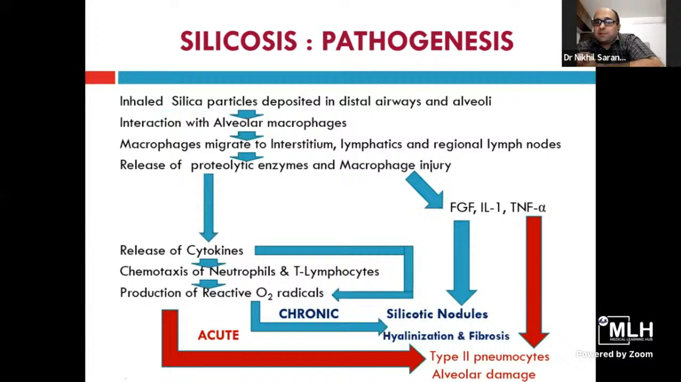How does silicosis develop? Once silica particles are inhaled, they are deposited in the distal airways and alveoli. They interact with alveolar macrophages. The macrophages migrate to the interstitium, lymphatics, and regional lymph nodes, where they start releasing proteolytic enzymes and cause injury to the underlying lung tissue through fibroblast growth factor, interleukin-1, and TNF-alpha, which are all pro-inflammatory cytokines. Then you have chemotaxis of neutrophils and T lymphocytes, and production of reactive oxygen radicals. The acute form presents like ARDS with type 2 pneumocyte hyperplasia and alveolar phagocytes. The chronic form gives you silicotic nodules, hyalinization, and fibrosis. Next.